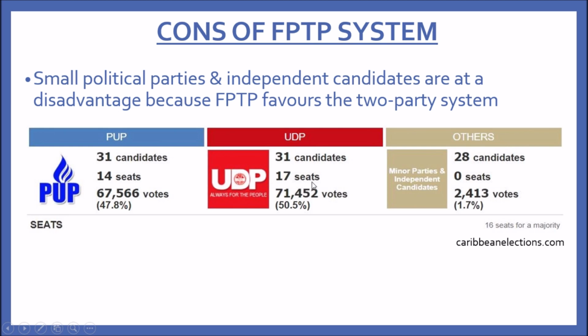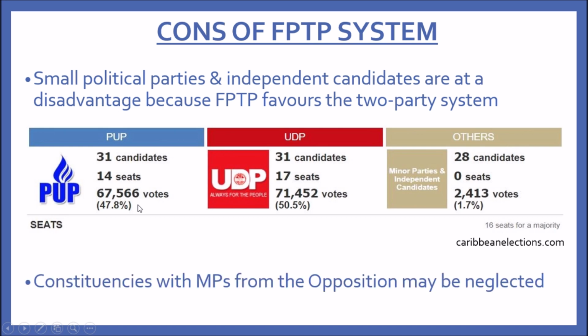So here we know that the UDP was the winner. 17 and 14 equals 31. So you notice here it says winning party would need 16 seats for a majority. However, look in this column. We see where there are others, including minor political parties and independent candidates. There were 28 candidates, but none of them won seats. This demonstrates to us that the first past the post system favors a two-party system. So the UDP formed the government and the PUP formed the opposition.